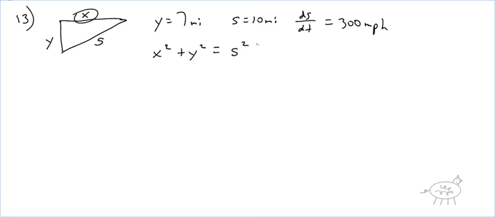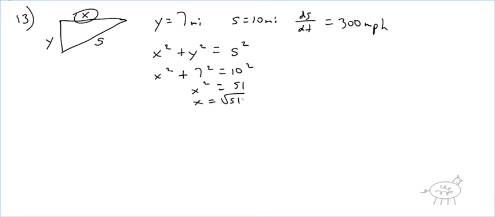And the first thing I want to do is I need to actually find the value of x. If I'm going to take the derivative, I need to find the value of x. Well, that's pretty easy because I can just plug that into the equation, right? It's just Pythagorean theorem. And so it's going to be x squared plus y squared, 7 squared, equals 10 squared. So x squared equals 100 minus 49, or 51. So x equals square root of 51.